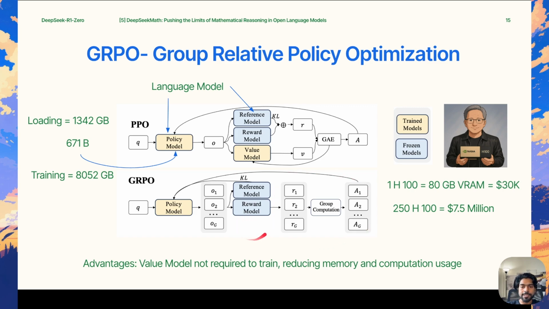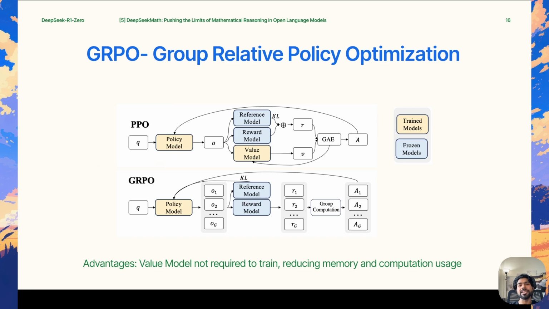Instead of training a separate value model, it samples multiple outputs and takes their average, which serves as the expected value. And that, my friends, is the GRPO algorithm used by DeepSeek R1-Zero, which gets rid of the value model, significantly reducing the cost. You might be thinking, wait, this is all about efficiency.